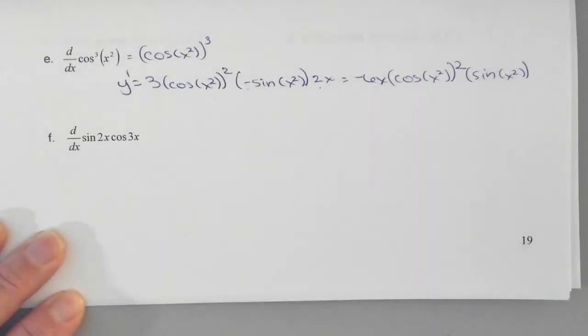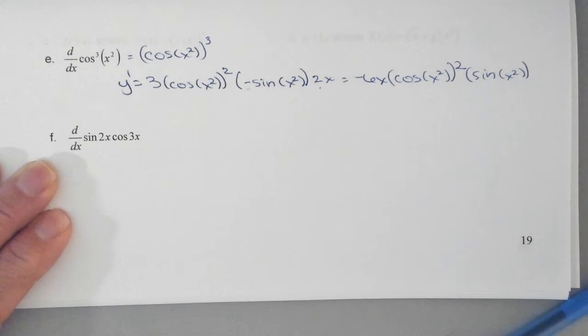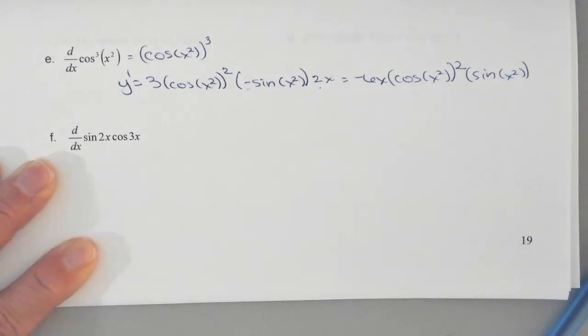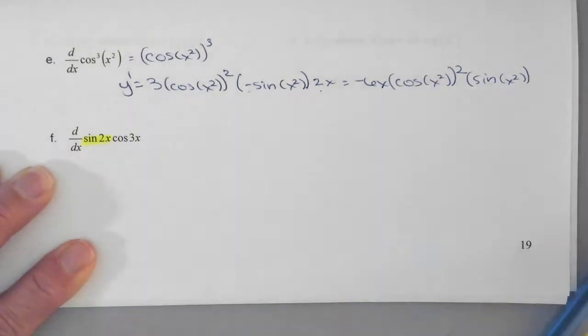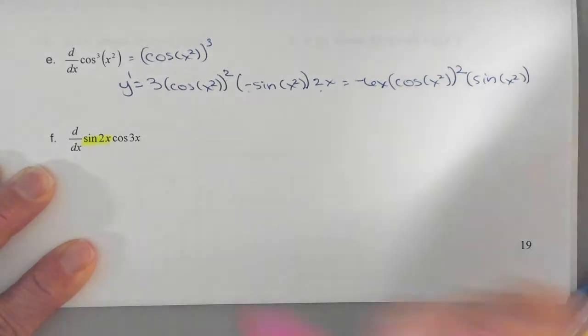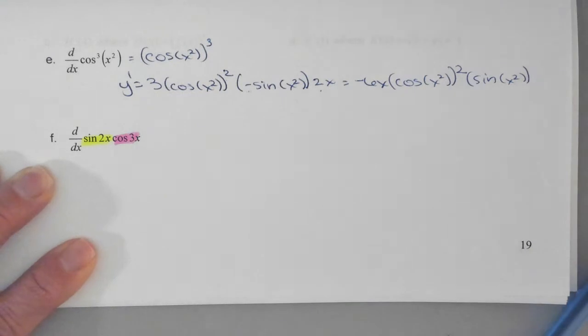Okay, all right. With this last question right here, this is actually a really good question because not only do we have to use the product rule, but inside the product we have to use chain rule. So we have 2 terms. We have the sine of 2x, and we have the cosine of 3x. So these two are being multiplied together.